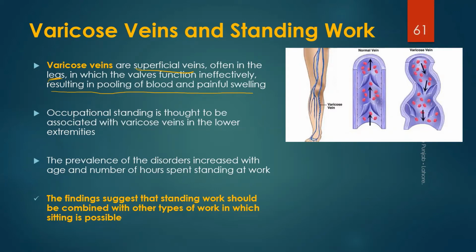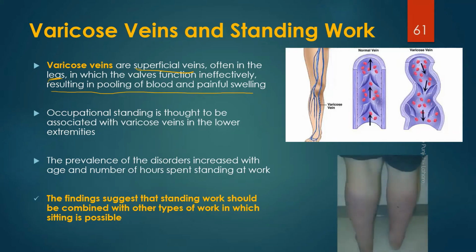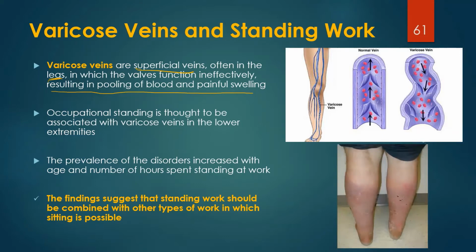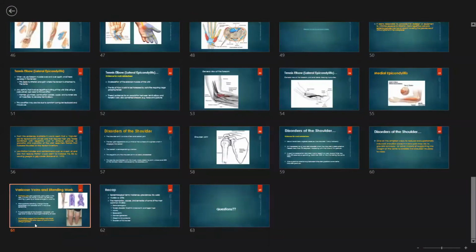Occupational standing is thought to be associated with varicose veins in the lower extremities. The prevalence of the disorder increases with age and number of hours spent standing at work. What is the solution? The findings suggest that standing work should be combined with other types of work in which sitting is possible. So sitting should be combined with standing, and standing tasks should be combined with sitting posture so that risk can reduce.